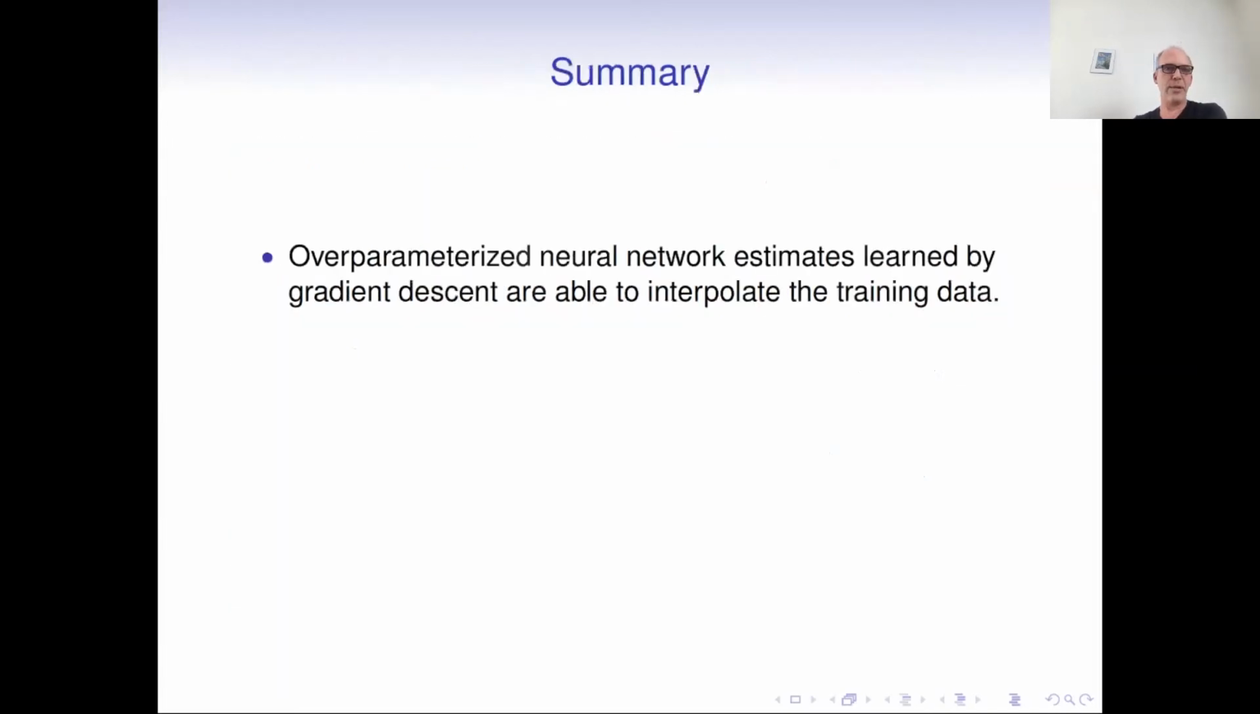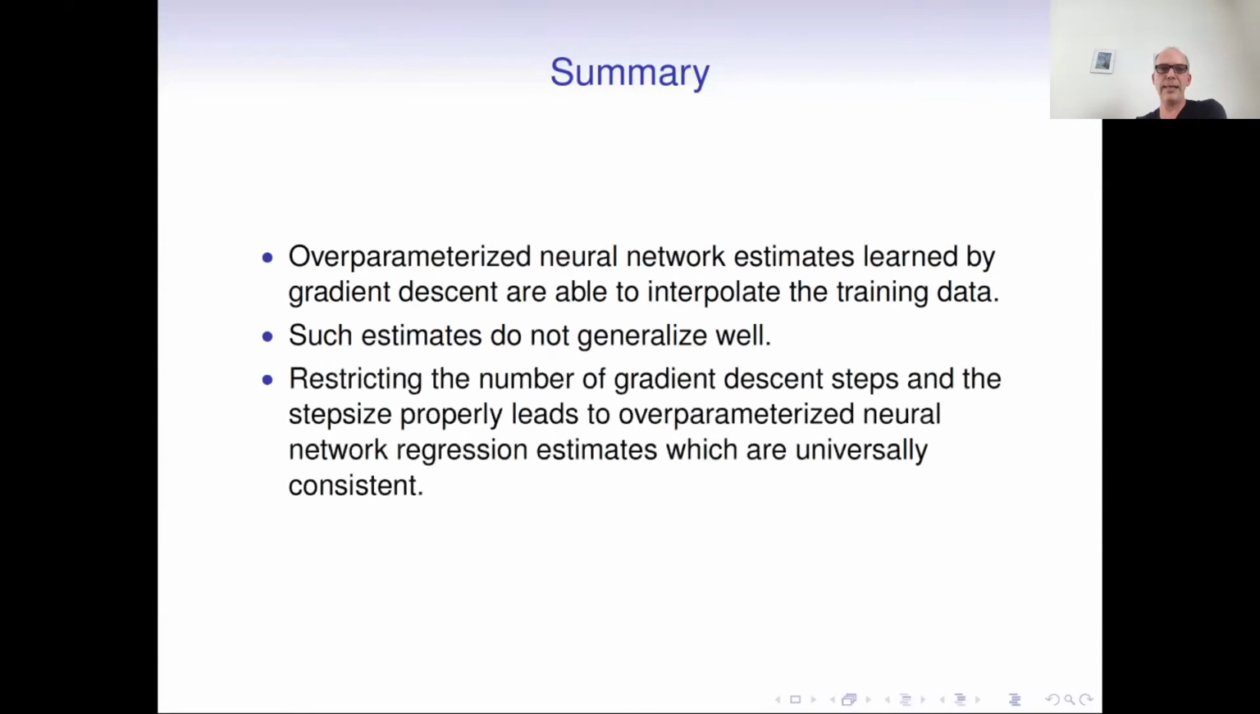Okay, let me summarize my talk. First point, the overparameterized neural network estimates learned by gradient descent are able to interpolate the training data. My claim is that such estimates do not generalize well because they are not adapted to arbitrary design distribution. But if you restrict for such estimates the number of gradient descent steps and the step size properly, then this leads to overparameterized neural network regression estimates which are universally consistent.